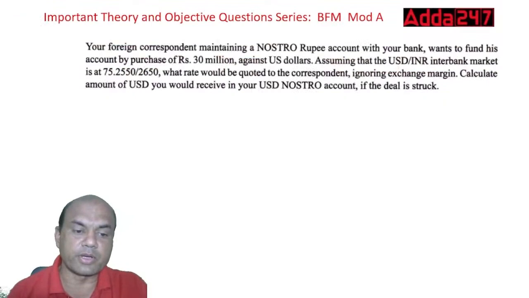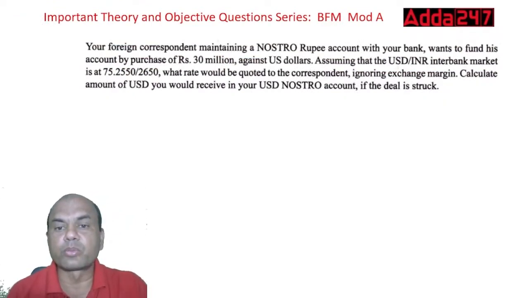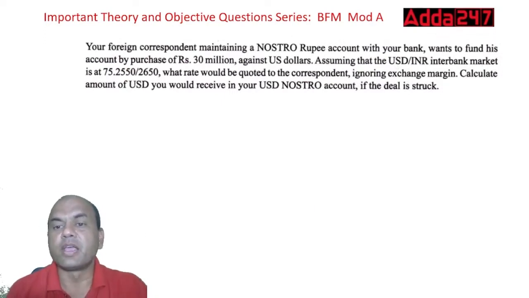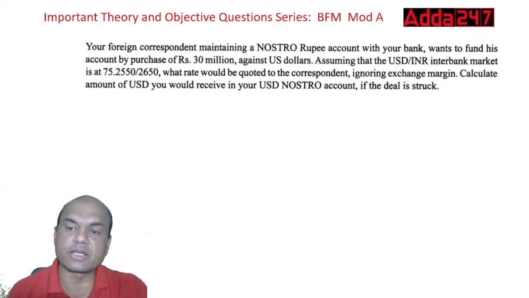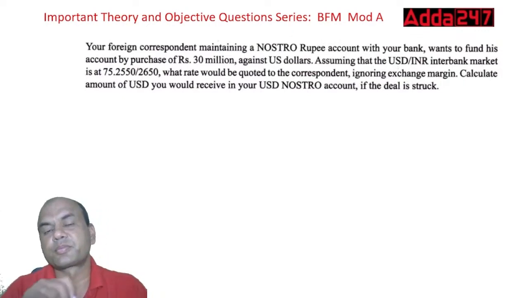Your foreign correspondent bank is maintaining a Nostro rupee account with your bank. It wants to fund his account by purchase of rupees 30 million against USD. Assuming the USD INR interbank rate as 75.2552650, what would be the rate quoted to the correspondent, ignoring the exchange margin? Calculate the amount of USD you would receive in your USD Nostro account if the deal is struck.